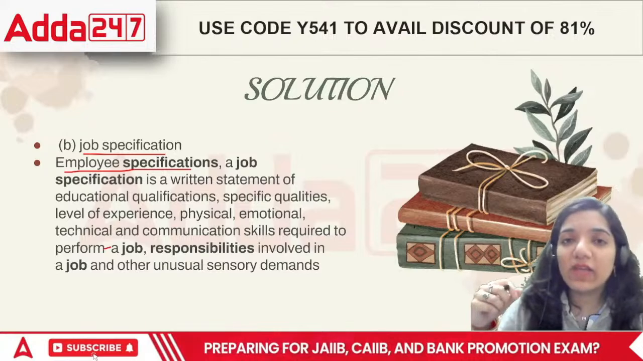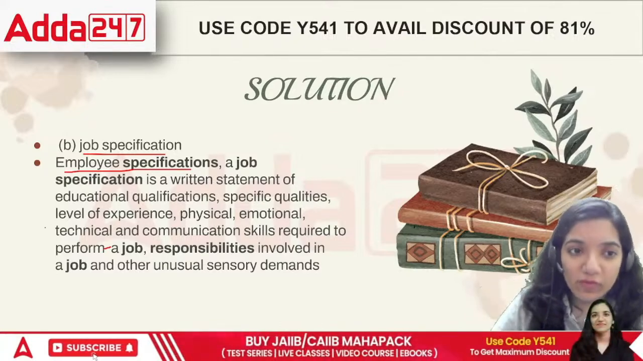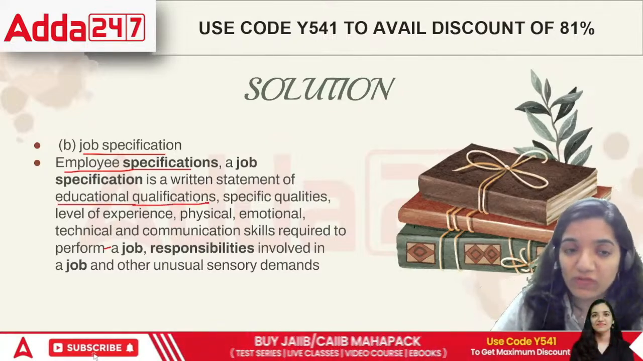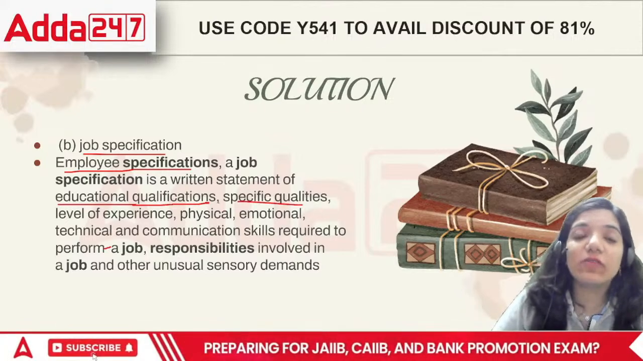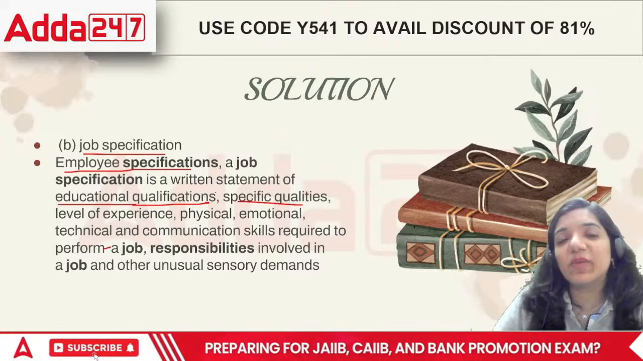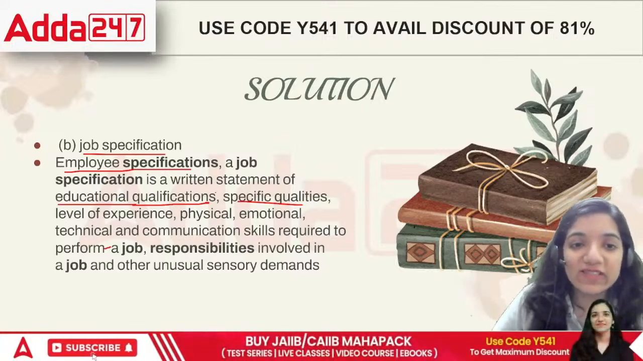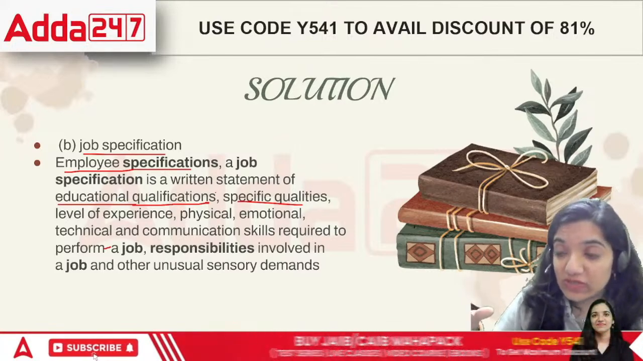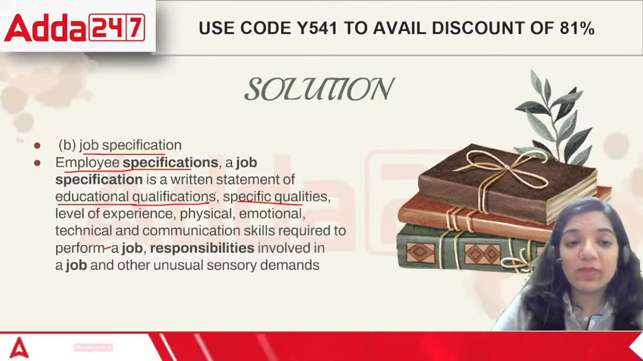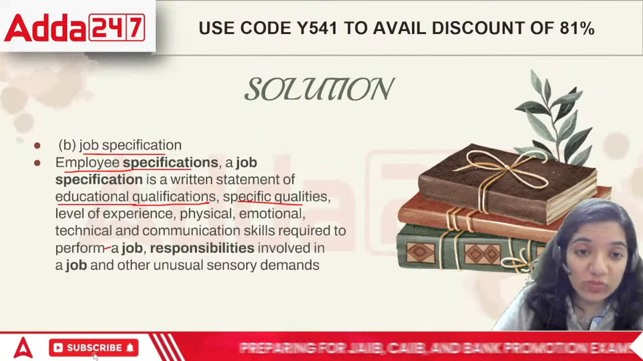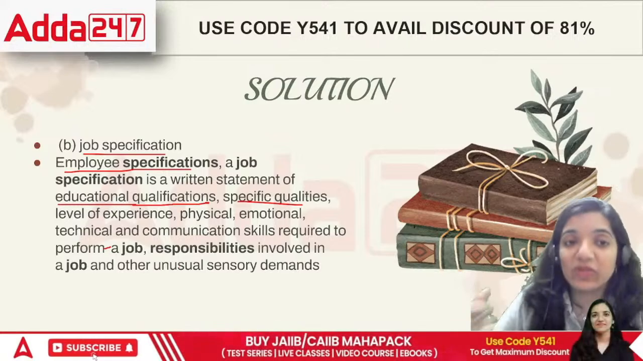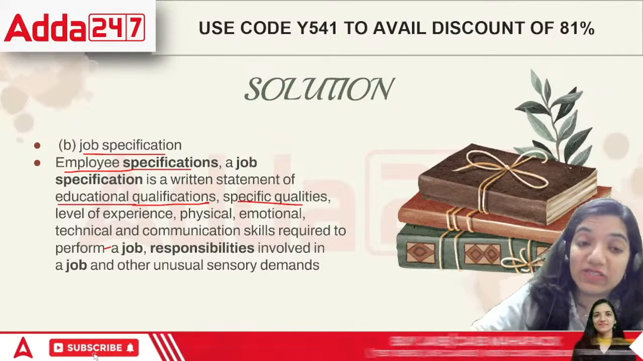There, whatever their requirements are from the point of view of educational qualification, their experiences, and their specific qualities. For example, they set a particular standard by putting up an aptitude test, and then they ask you about certain abilities to be there. For example, communication skills, then technical and communication knowledge about that particular thing. That is what we talk about in terms of the job specification.